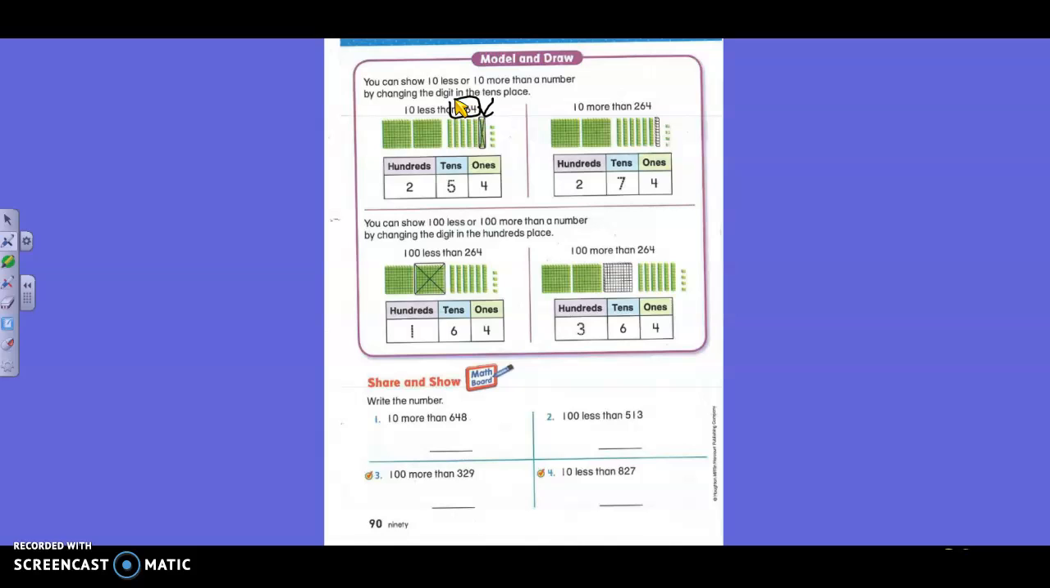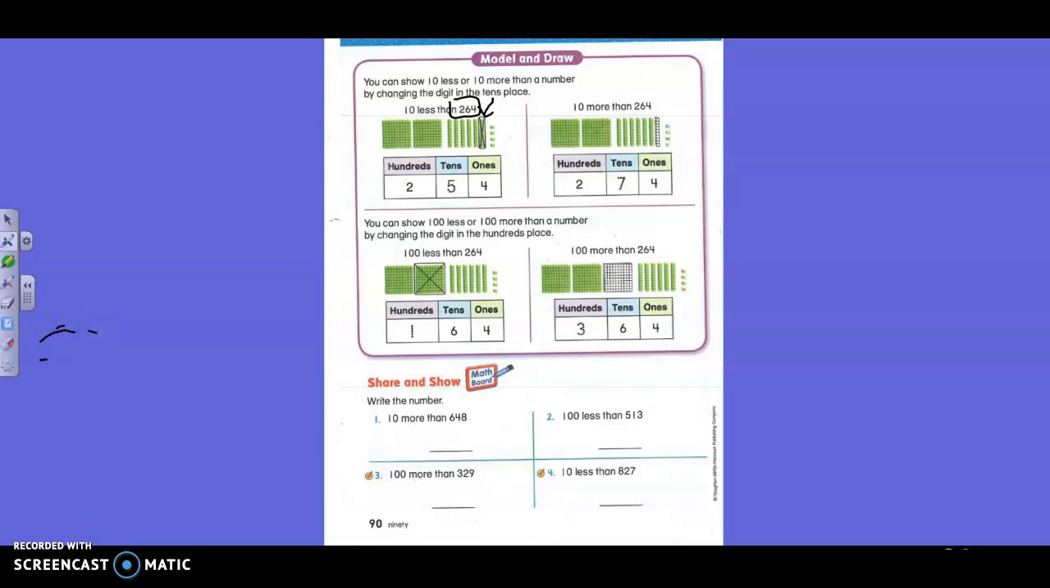5. You're just going 1 less than 6, which is 5. So instead of 64, 10 less than 64 is 54. 10 less, okay? Did the hundreds change? Nope. Did the ones change? Nope. Just the 10s, right?